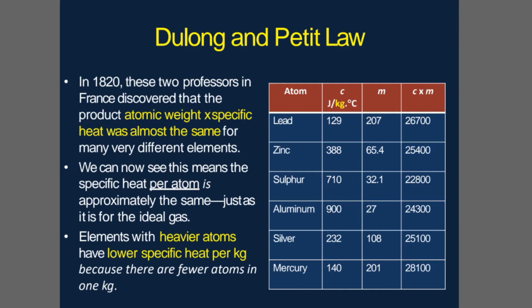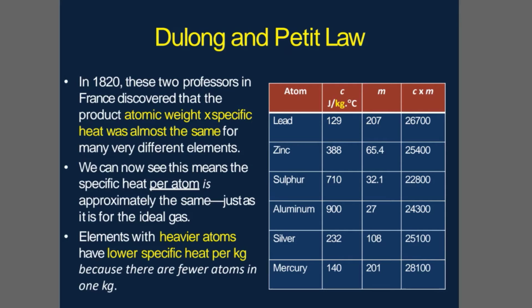Dulong and Petit Law. In 1820, these two professors in France discovered that the product of atomic weight times specific heat was almost the same for many very different elements. We can now see this means the specific heat per atom is approximately the same, just as it is for the ideal gas.